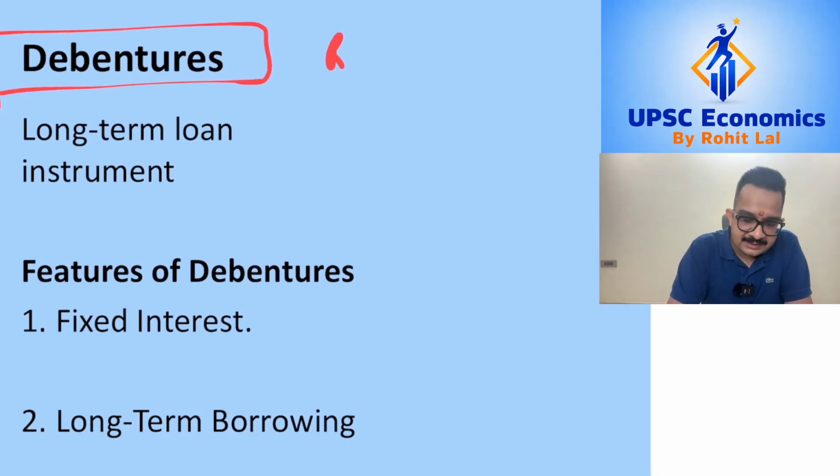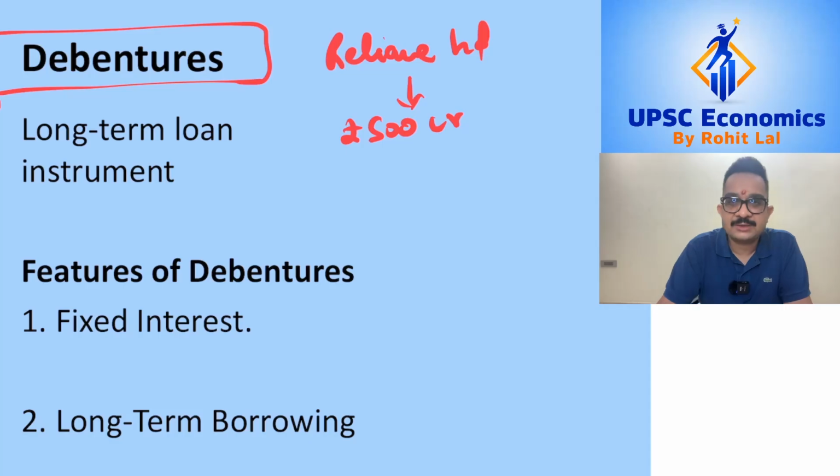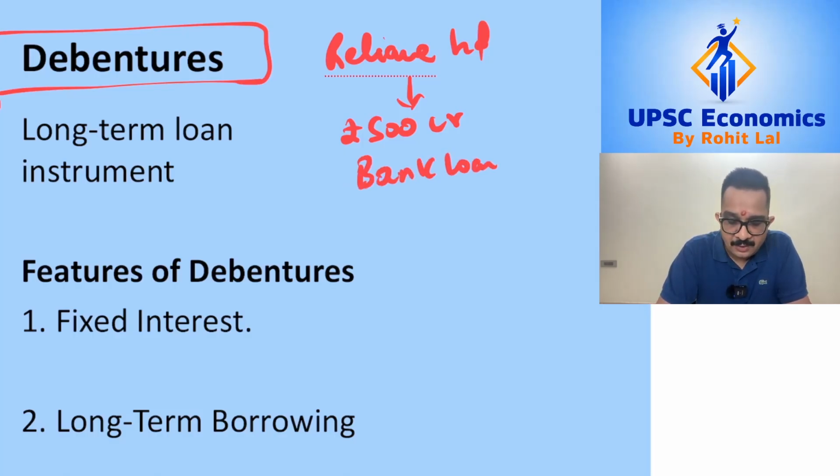Let's say Reliance Industries wants to raise 500 crores because it wants to set up a new oil refinery. Now Reliance Industries, in order to raise 500 crores, has multiple options. It could either take a bank loan or it could issue shares.